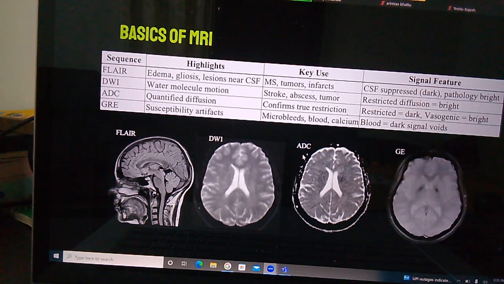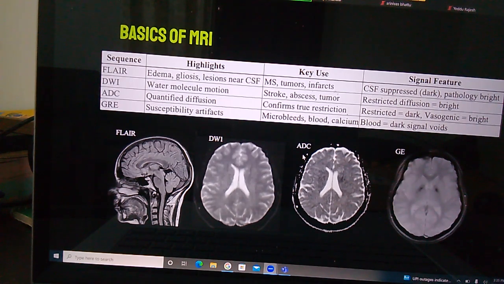Gradient echo is mainly where the blood provides the dark signal. So if there is a microbleed or blood or calcium, these GRE, gradient echo images are done.